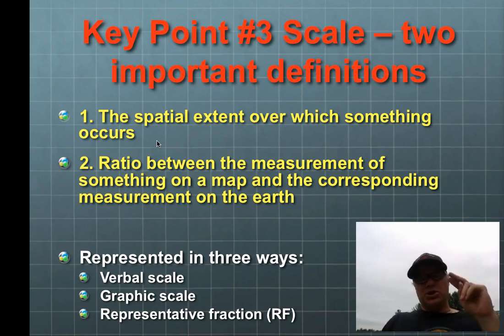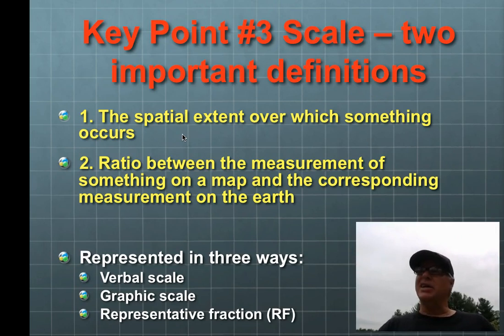Okay, so there's 2 definitions here that you have to really know about scale because they're both very important to geographers. The first is this general thing when we talk about the scale at which something happens in the world. So the definition here is the spatial extent over which something occurs. People will often say, oh, that's a process going on at the local scale, or that's a global issue, right?